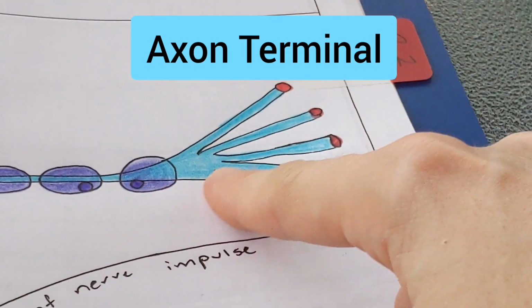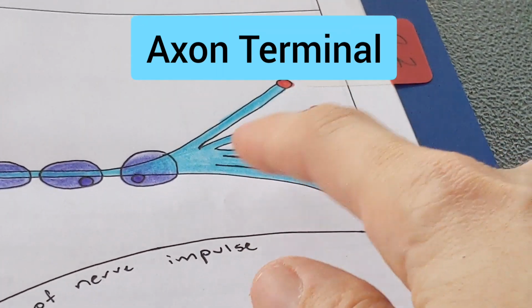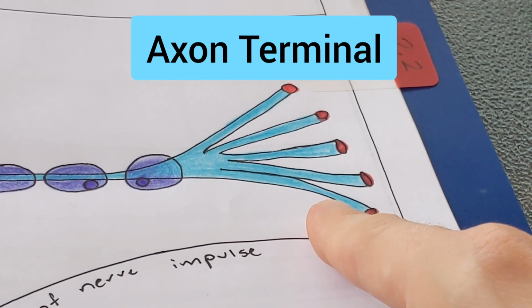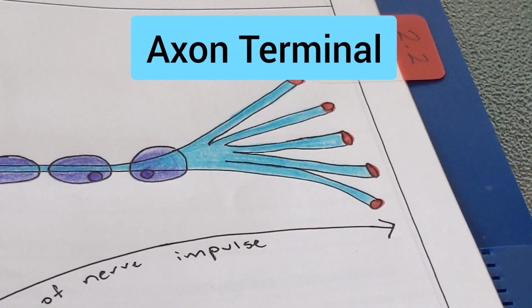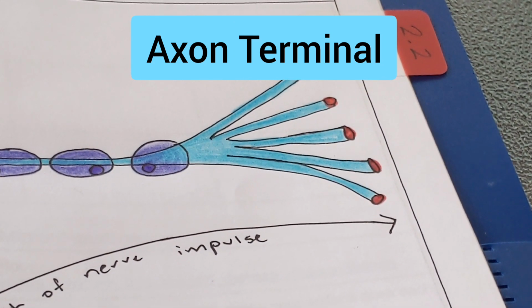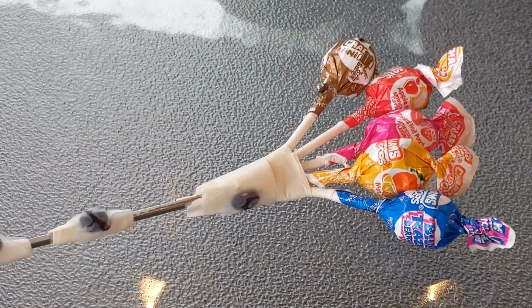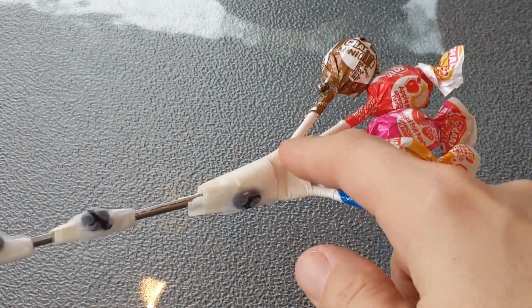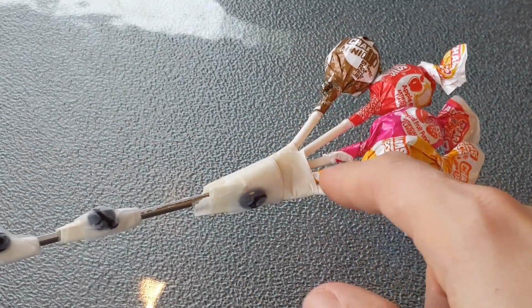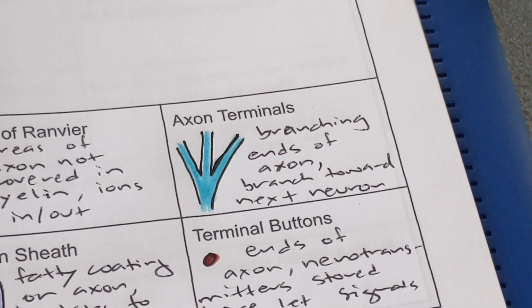Next, we reach the end of the axon where it starts to branch. And the parts where the axon starts to branch are known as the axon terminals. Terminal means ending. So if we say a disease is terminal, we mean that you're not going to recover. It's the end of your life. In my model, I have represented the axon terminal with these sucker sticks. So you can see the axons branching. Axon terminal is the branching end of an axon.